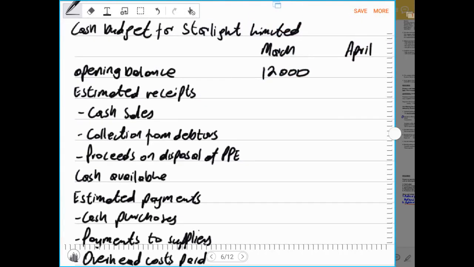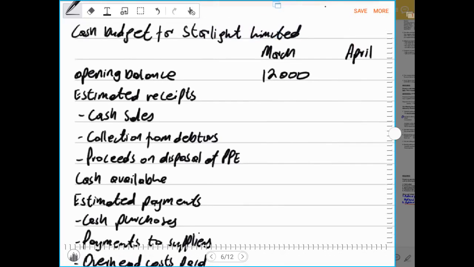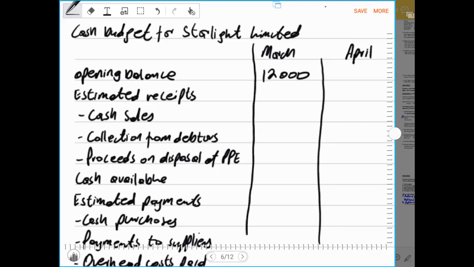So now I have done all the skeleton for the cash budget, and we know that there will have to be a separation between the two months.